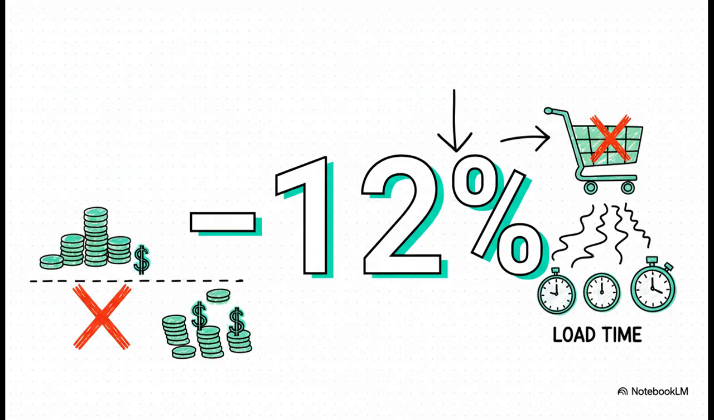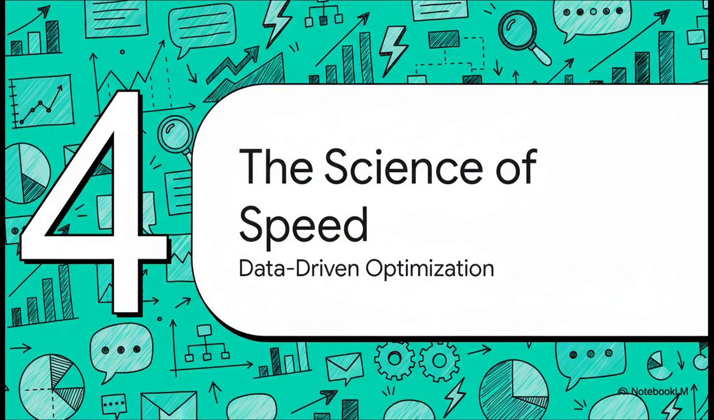For businesses, this translates directly to money. The same research found that for an e-commerce site, every single extra second of load time can slash your conversion rates by a whopping 12%. All of a sudden, performance isn't just some techie detail, it's a core business metric. It's everything. So, if performance is that critical, how do we actually improve it?